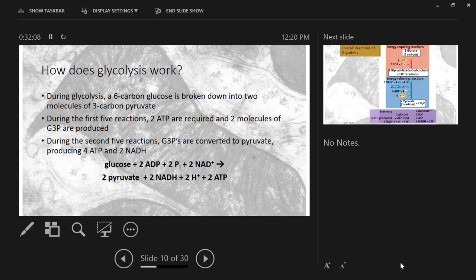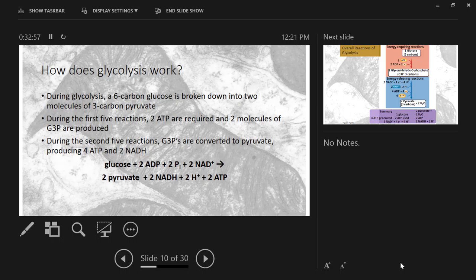So here's the overall reaction, and just like when we give the overall reaction for cellular respiration, this specific reaction does not take place. Instead, this overarching process shows what happens during 10 individual reactions of glycolysis. We take 1 molecule of glucose, 2 molecules of ADP, 2 inorganic phosphates, 2 molecules of NAD+, and we generate 2 molecules of pyruvate, 2 molecules of NADH. How many total electrons? 4 in each, 4 total. 2 hydrogen ions and 2 molecules of ATP.